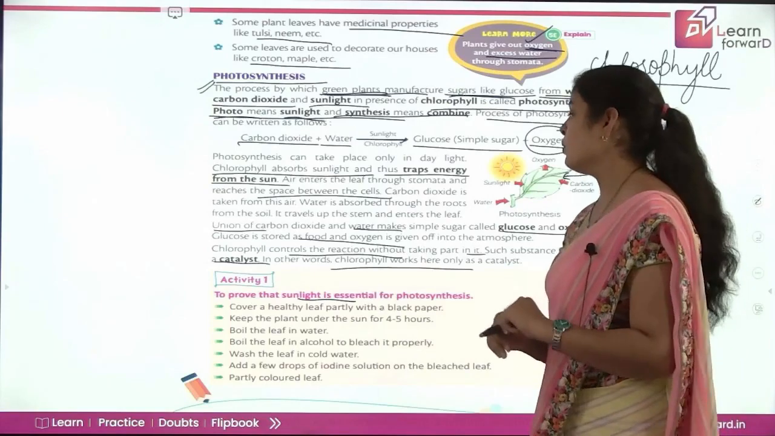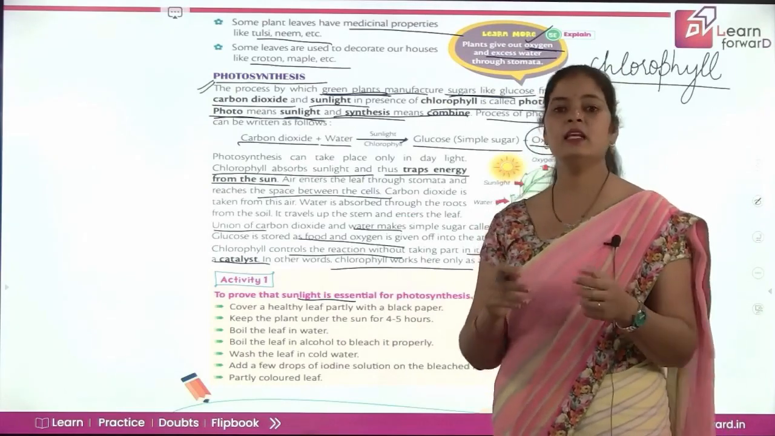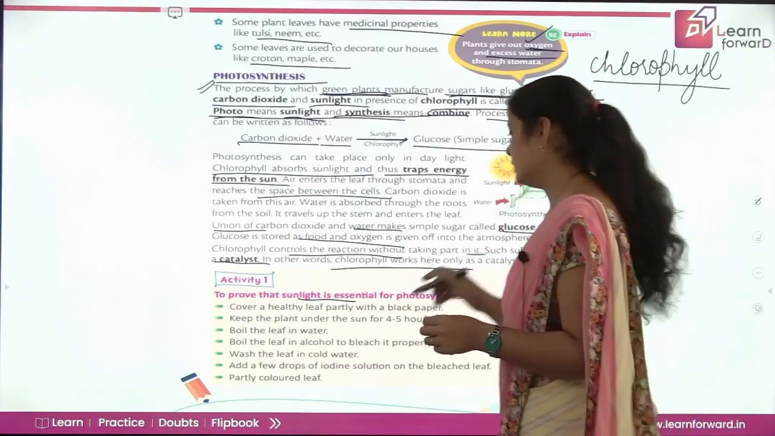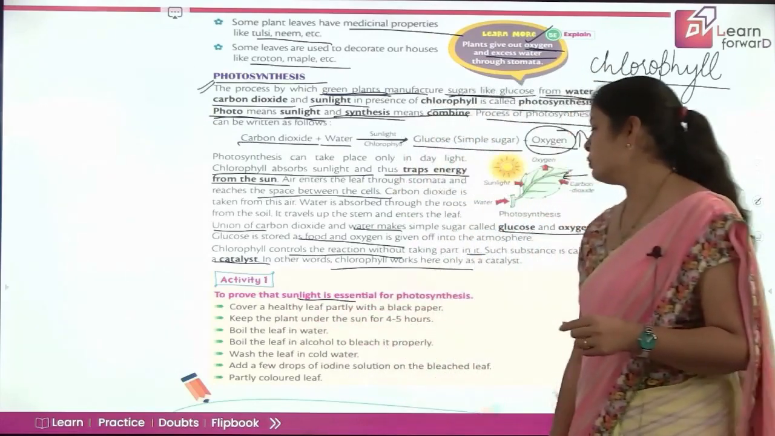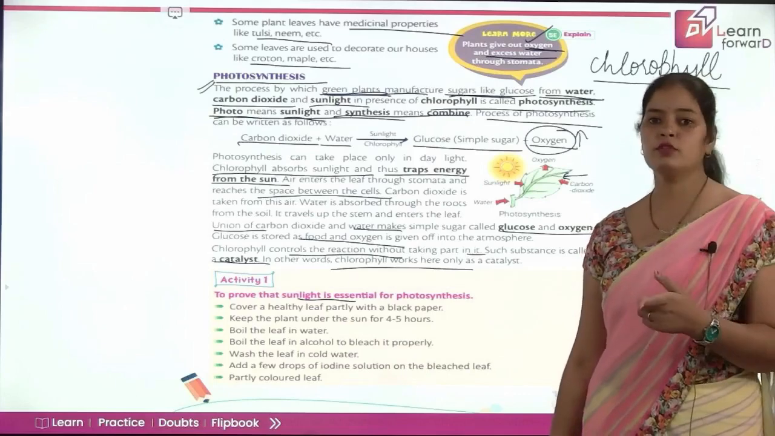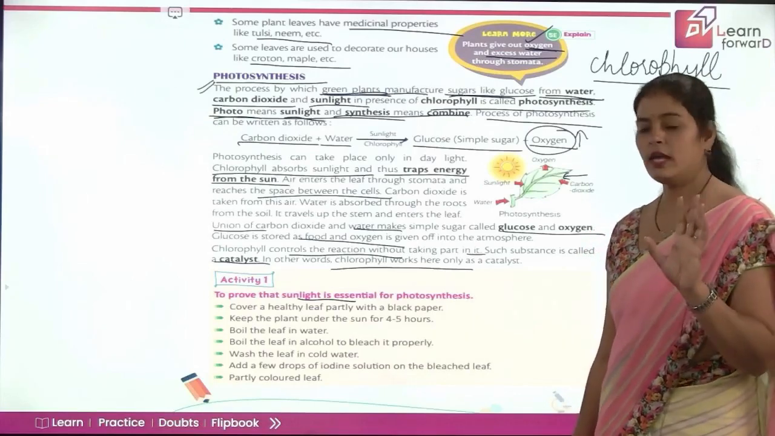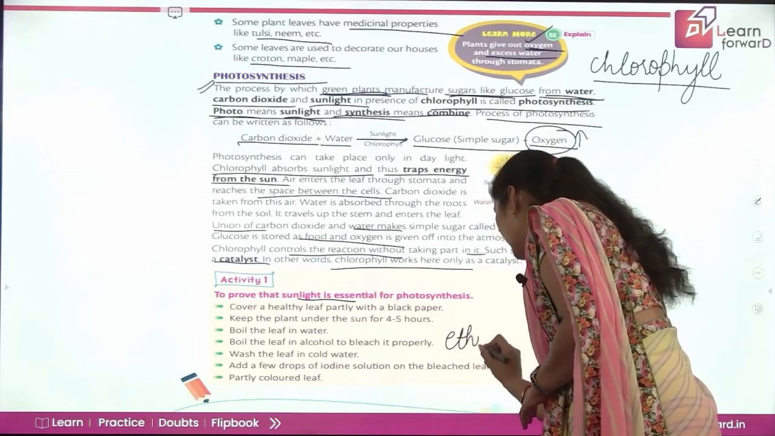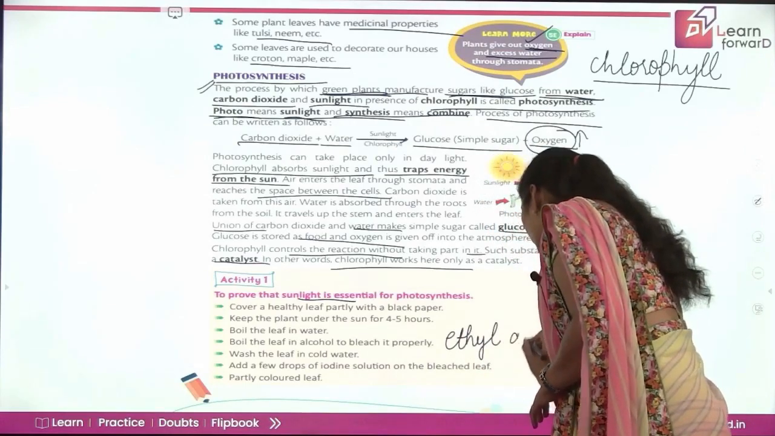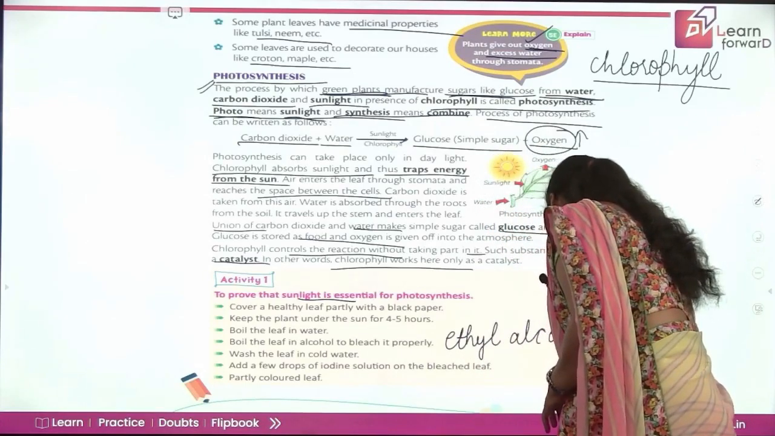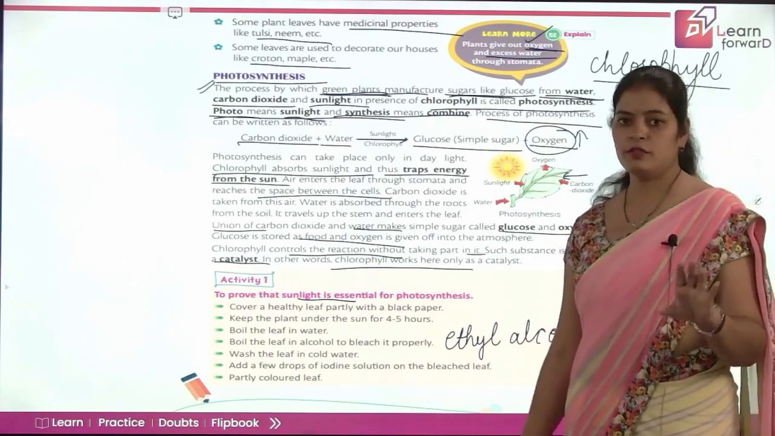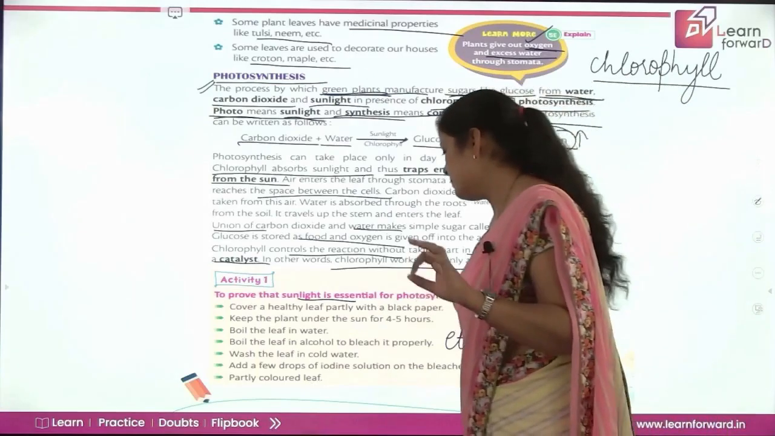Later, boil the leaf in water. Then you have to pluck the leaf and boil it in water. Boil the leaf in alcohol to bleach it properly. Next, you have to boil it in alcohol. Alcohol means here we are saying ethyl alcohol, a laboratory alcohol. Next, wash the leaf with cold water to remove all the color.